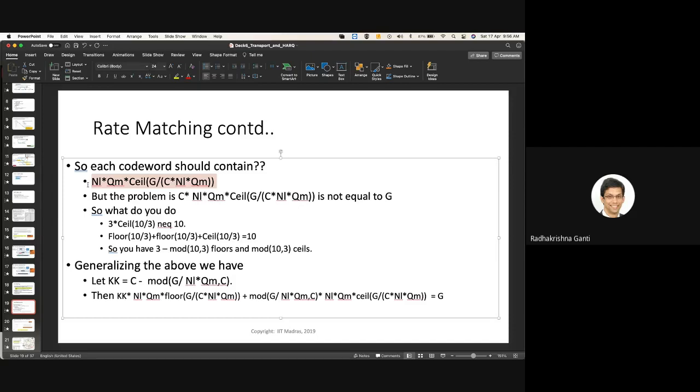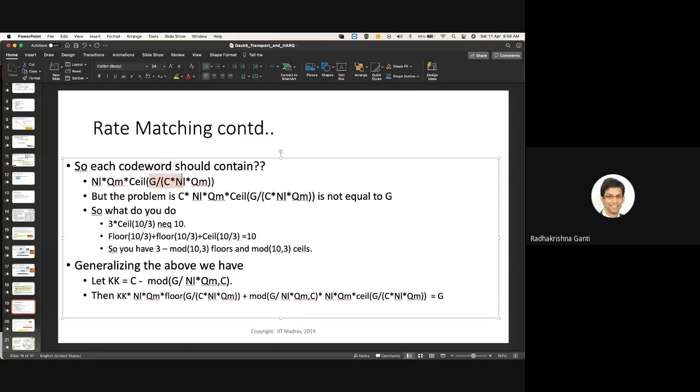Why should this be the case? Each code block should be divisible by the number of layers and divisible by QM. That's why we divide by NL, the number of layers, into QM, and multiply by NL into QM. Approximately G by C into NL into QM will be the... G by C will be the approximate length of a code block, because we want C code blocks.